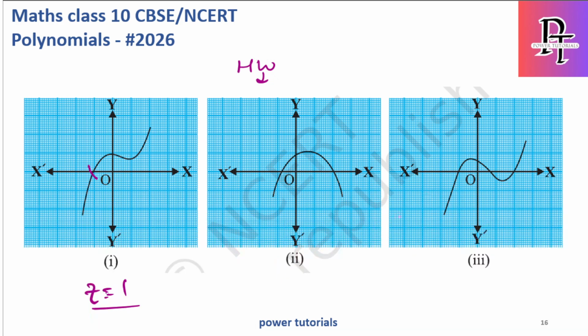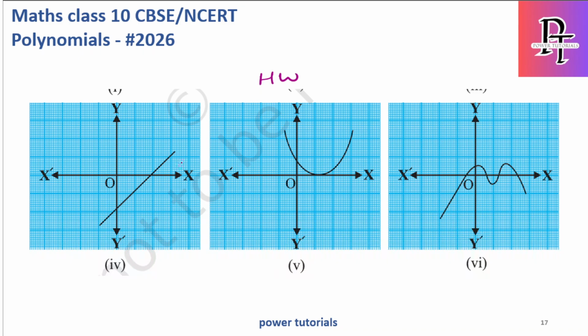For the third one I am telling the answer. How many times is it touching x-axis? We have 1, 2 and 3. So at 3 points it is touching x-axis, hence the number of zeros is 3. For this one you guys have to comment and tell me the answer. Okay, let's see the next one.